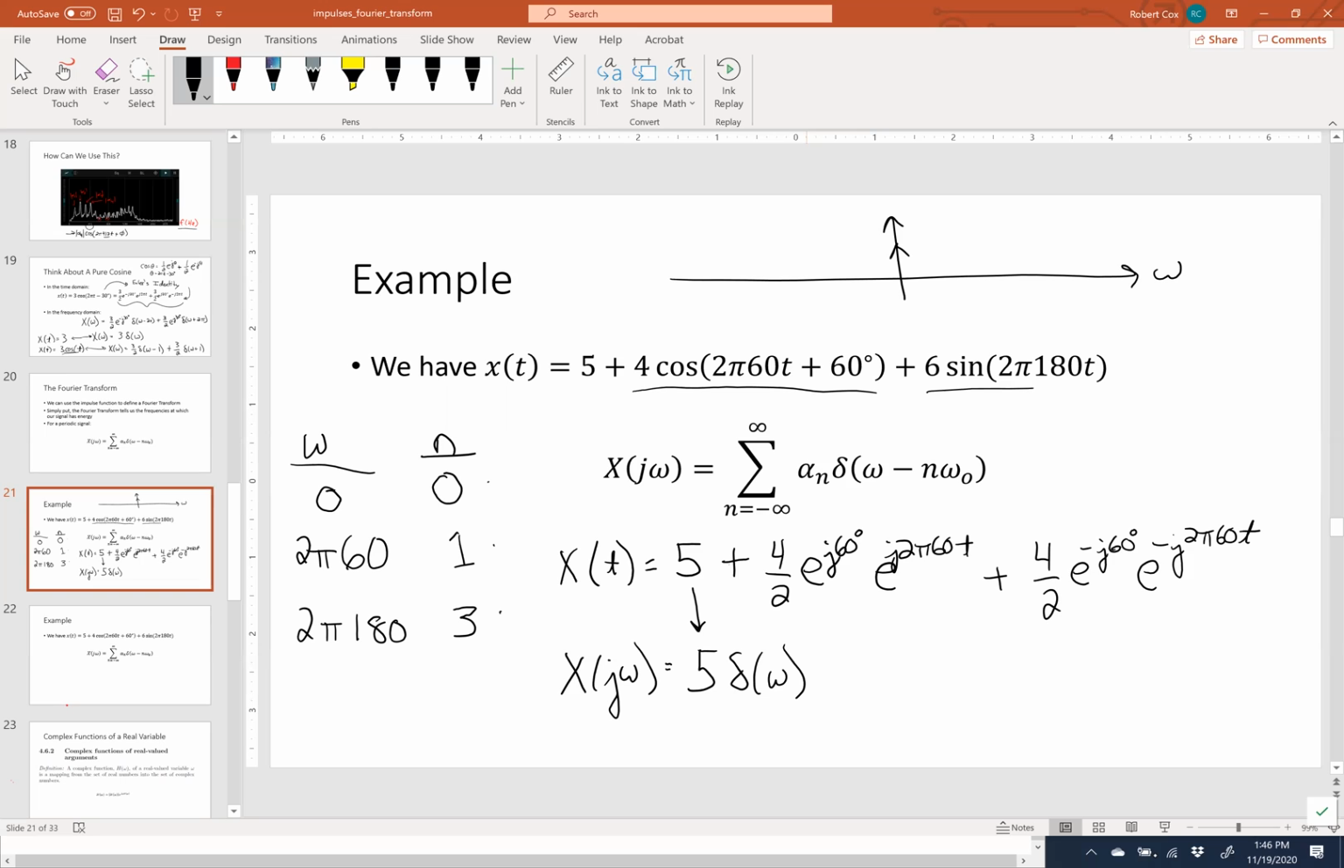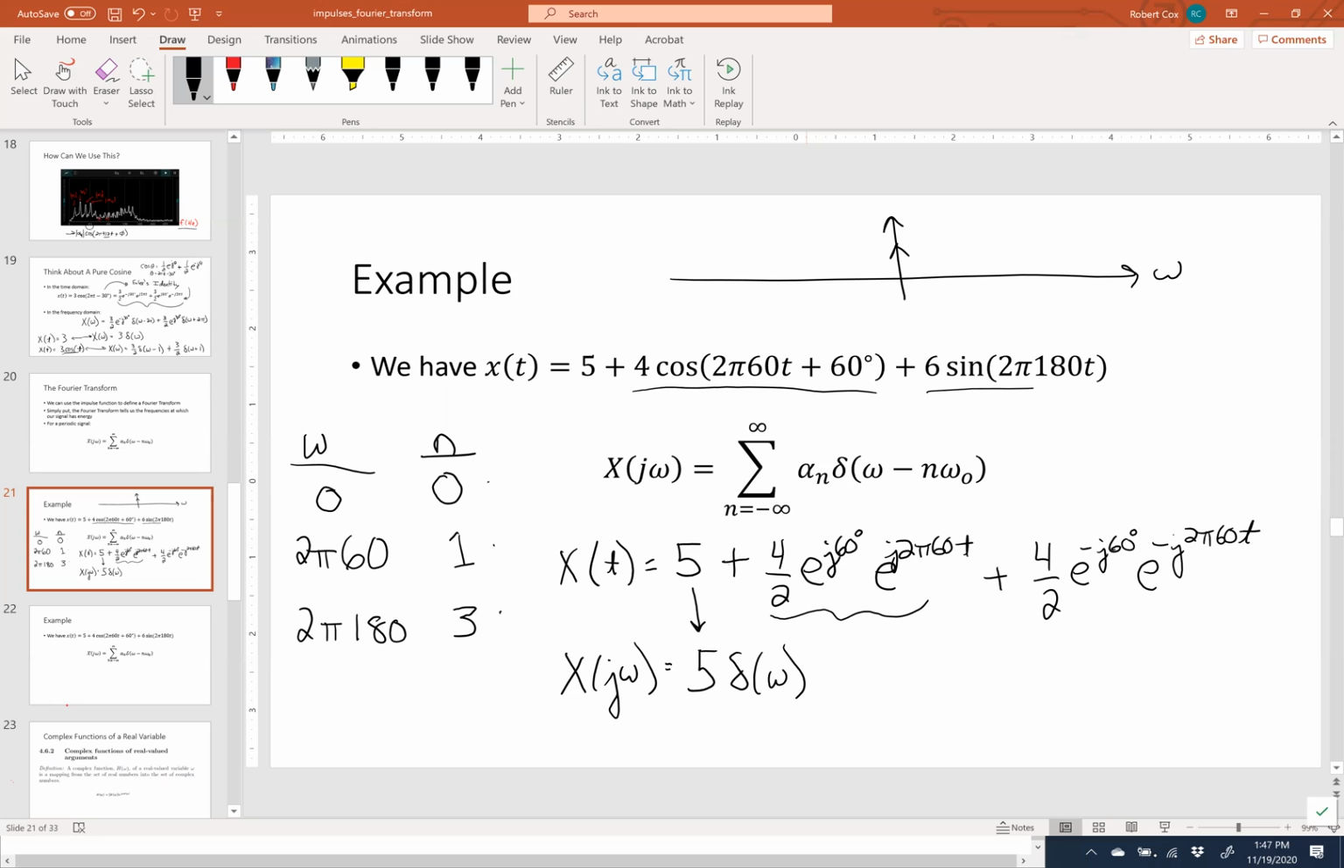So this next one here, what's the only frequency represented there? So 4/2 is a number, it's 2. E to the j 60 is a complex number, right? E to the j 2 pi 60t is something that has a frequency, right? So what frequency is that guy at? 60 hertz, or 2 pi 60 radians per second, right?